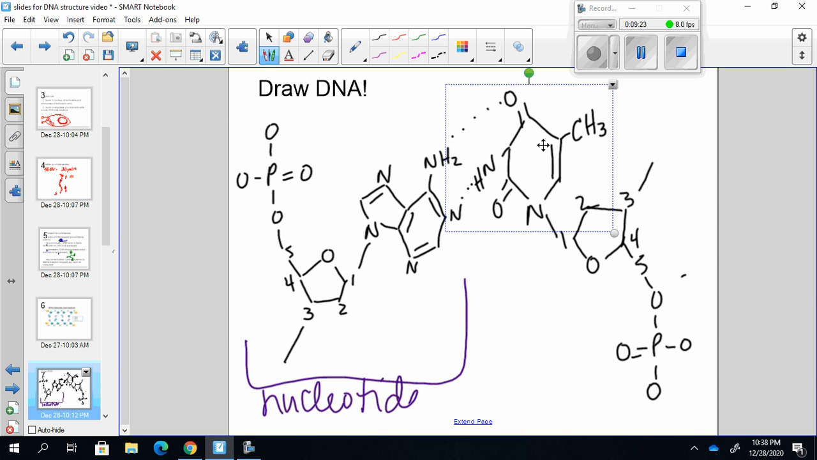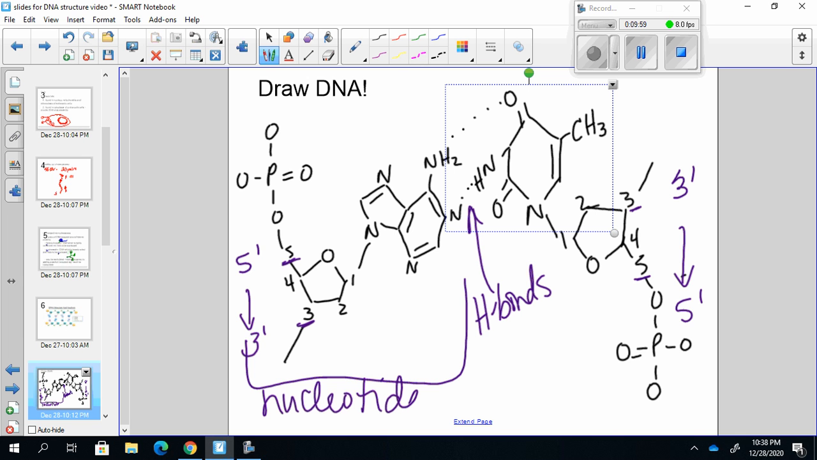The sides are anti-parallel, which means they run opposite each other. On this side, the 5 is above the 3. So this is my 5' to 3' side. And on this side, you'll notice the 3 is above the 5. So this is my 3' to 5' side. And so one side looks upside down compared to the other. The outside, the backbone is always the sugar phosphates, and the middle is always the nitrogenous bases, and they're held together with hydrogen bonds.